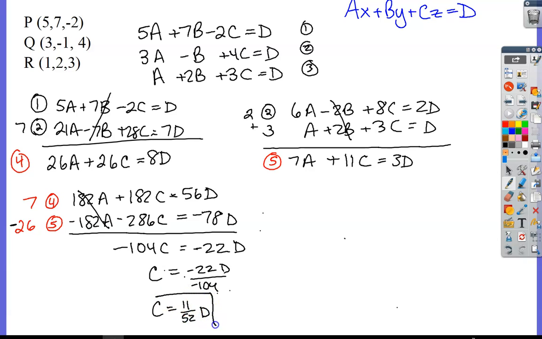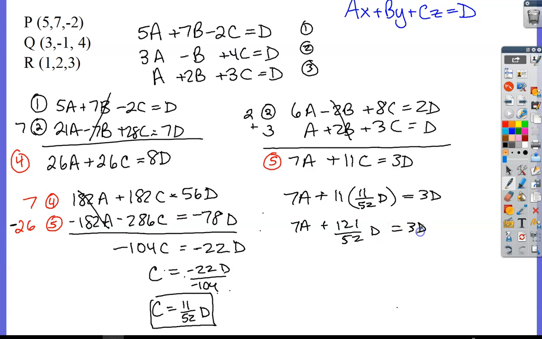Okay, at that point you have one of the variables. Pick one of these equations and plug that guy back in. I'm going to pick this one because it's smaller numbers. 7a, I'm plugging this in for c. So I get 7a, 121 over 52d equals 3d. So now I'm going to subtract the 121 over 52.